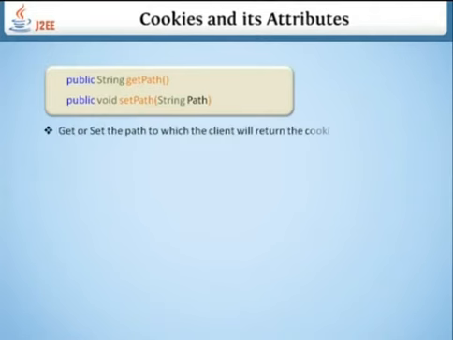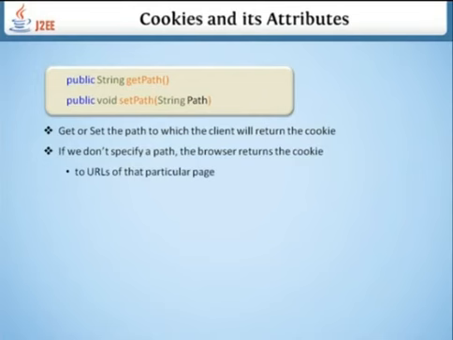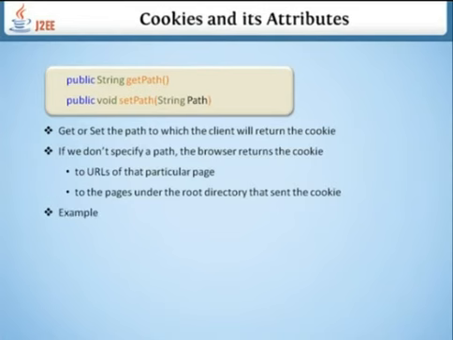And one more, getPath and setPath. They get or set the path to which the client will return the cookie. If you don't specify the path, the browser returns the cookie to the URL of the particular page and to the pages under the root directory that sent the cookie. Example like this.